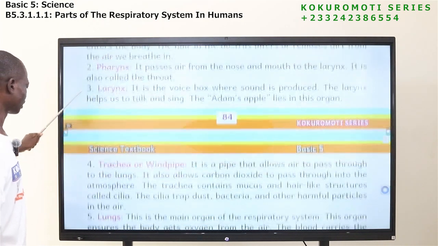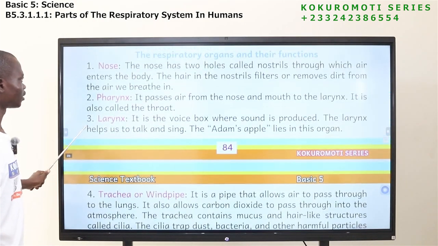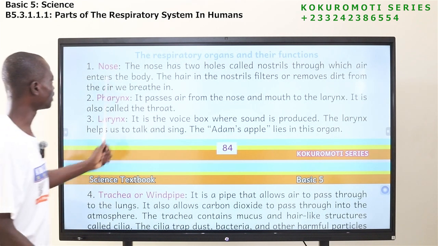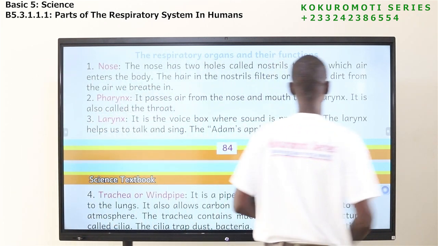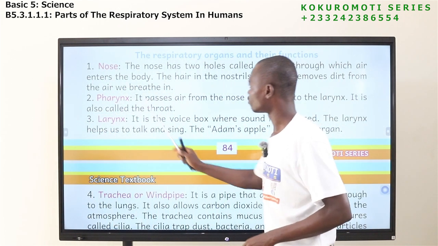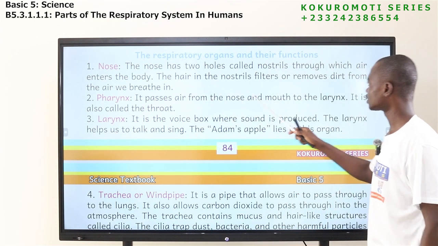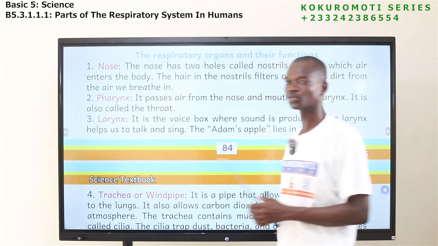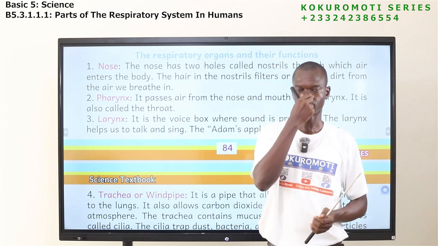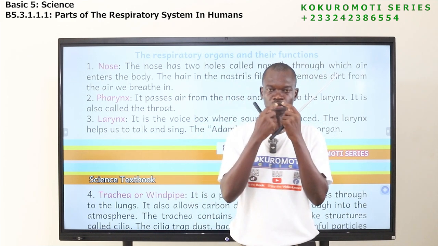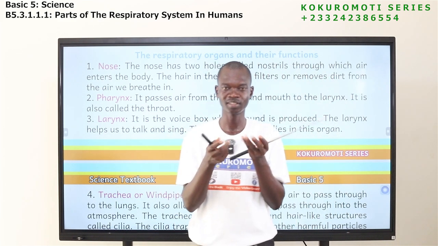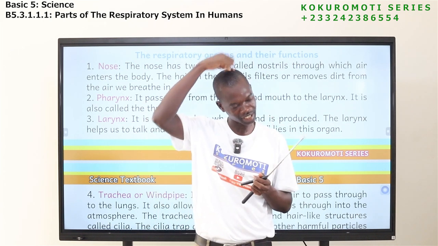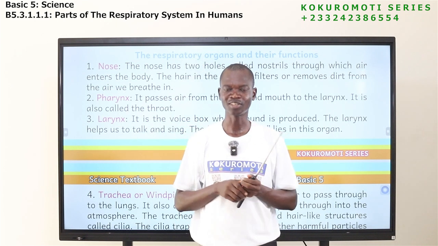So we are looking at the organs of the respiratory system and their functions. Okay, so the first one is the nose. The nose has two holes called nostrils through which air enters the body. The hair in the nostrils filters or removes dirt from the air we breathe in. You know, we have two holes in our nose. What is the name? It is called nostrils. Now in the nostrils, you can see hair, like this on our head. You can see some inside our nostrils. What is the work of that?